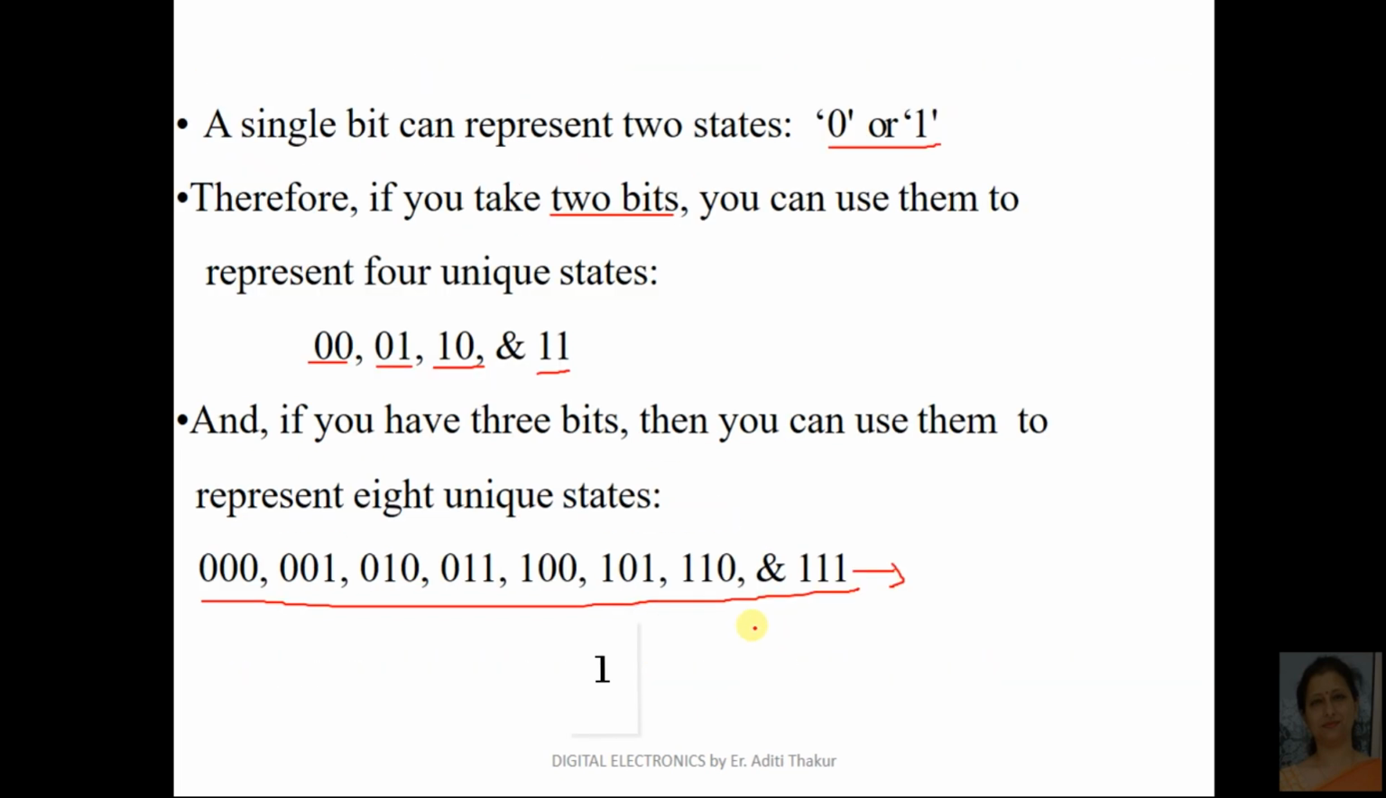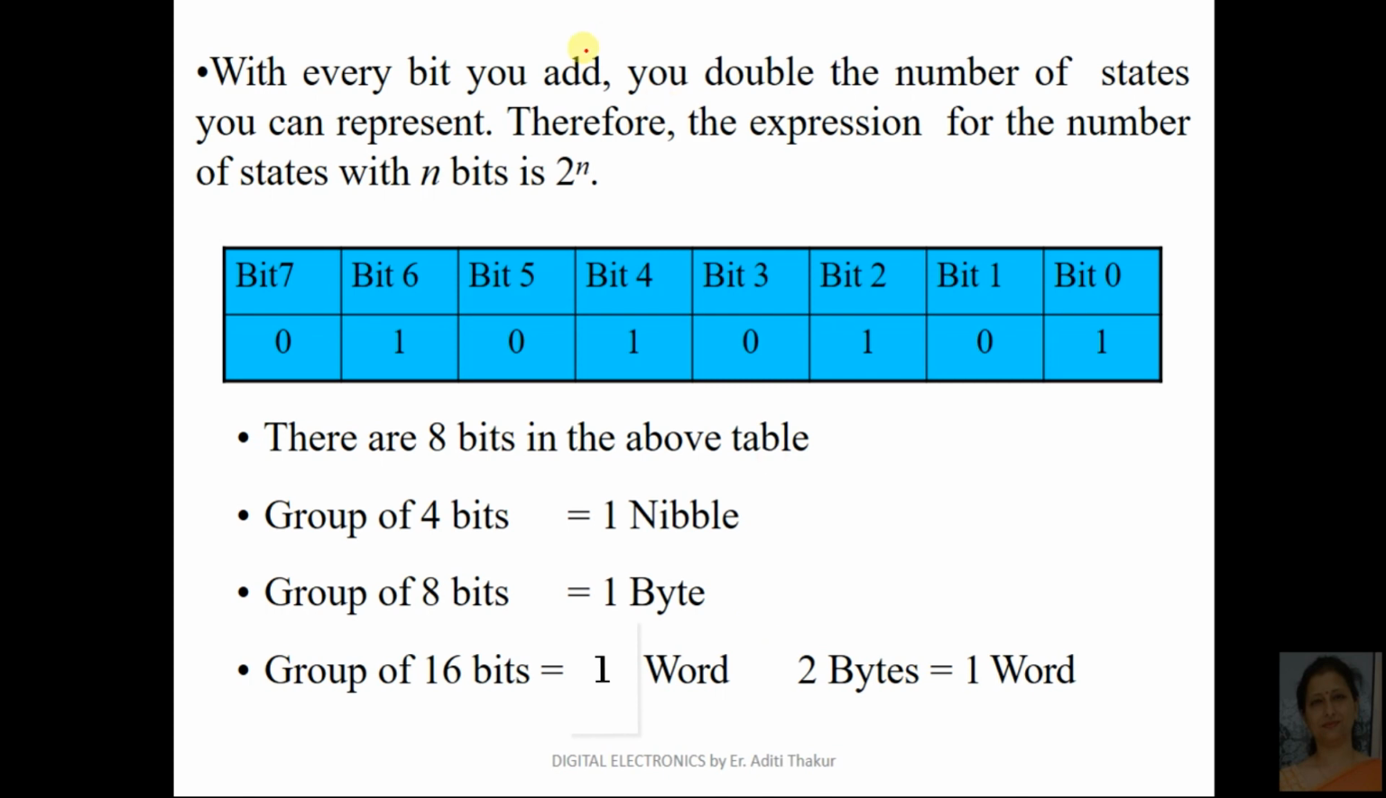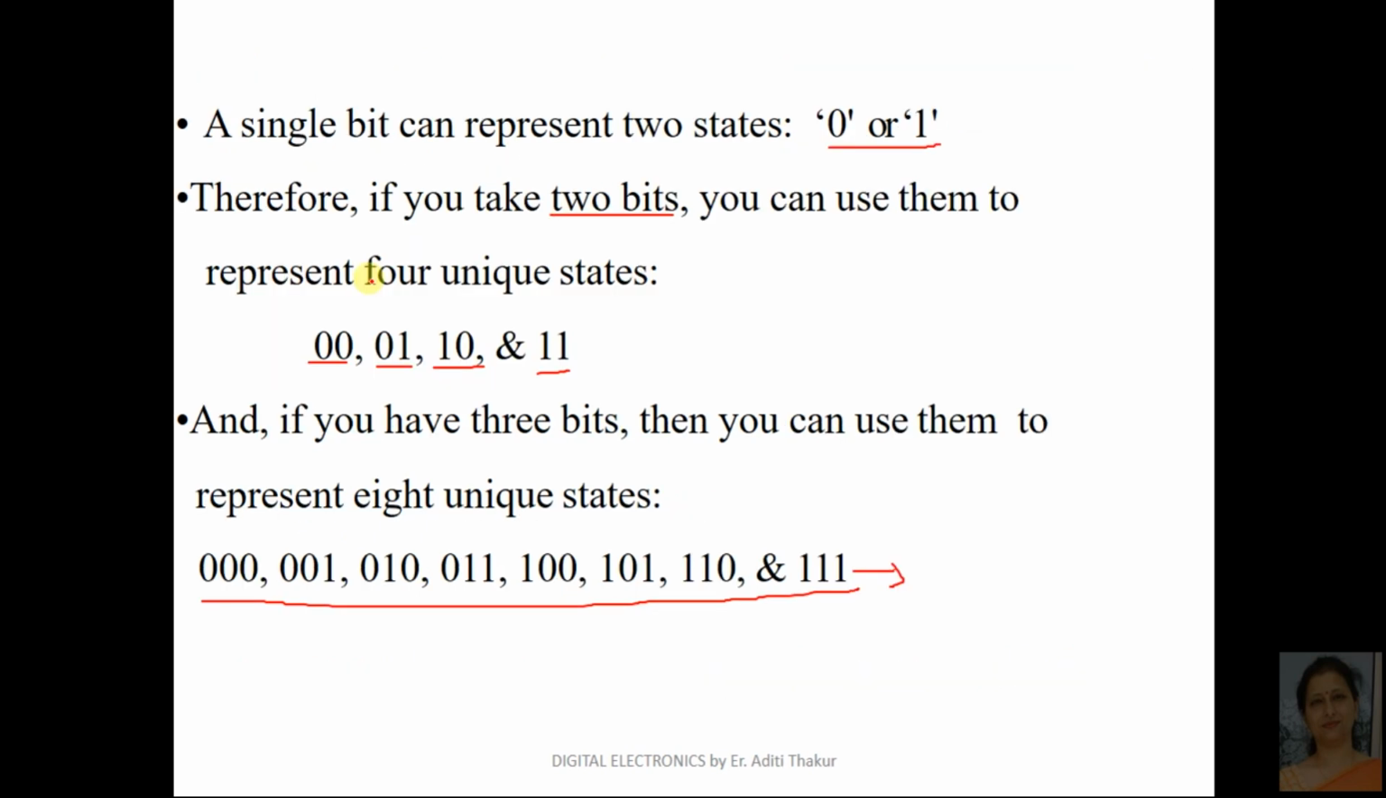Now, from the previous study, we can conclude that with every bit you add, you double the number of states that you can represent. Therefore, the expression for the number of states with n bits is 2 raised to the power n. Very important: as we have studied earlier, with 2 bits we can represent 2 raised to the power 2 states, and with 3 bits we can represent 2 raised to the power 3 states. 2 raised to the power 3 means 8. 2 raised to the power, here it will be 2.